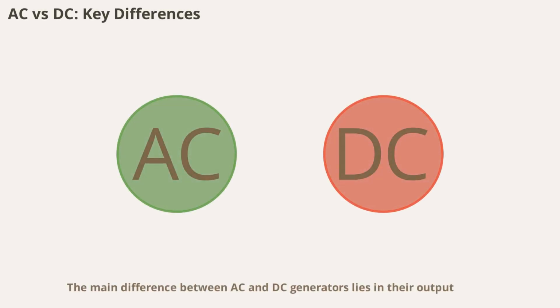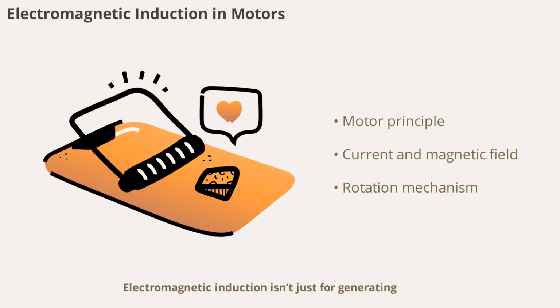The main difference between AC and DC generators lies in their output. AC generators produce current that changes direction periodically, while DC generators provide a constant direction. This distinction affects how each type is used, with AC favored for power grids and DC for specialized industrial and electronic uses. Electromagnetic induction isn't just for generating electricity, it's also the principle behind electric motors.